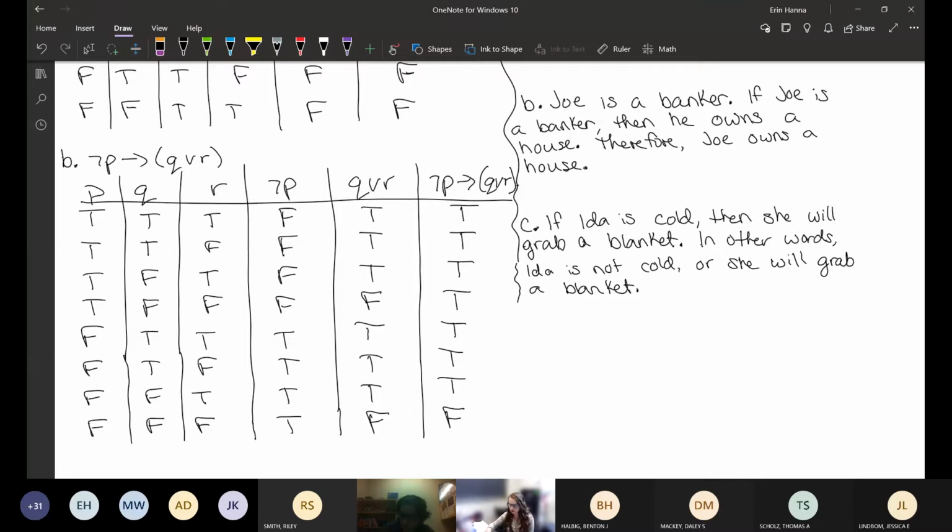Questions, concerns on that one or the last one by any means? Any on the truth tables before I go over to the other thing? Okay. Hold on like 5 more seconds.